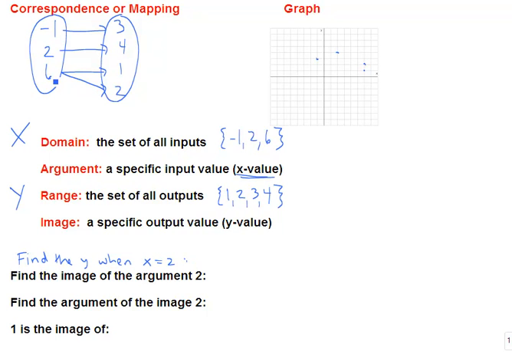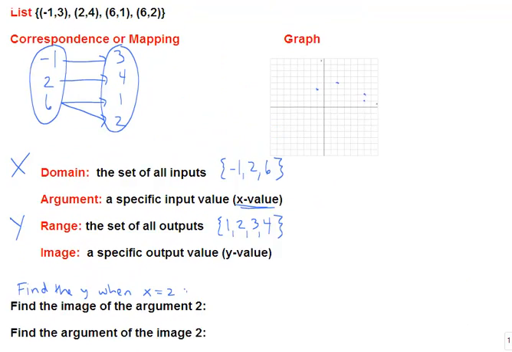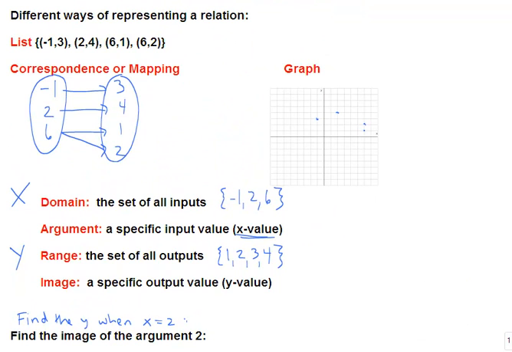If we look at our correspondence mapping, or even if we go up to our list with ordered pairs, which one of these ordered pairs has an x value equal to 2? That would be this ordered pair right here, 2, 4. So when x is 2, what is y? Y is 4. So our answer here would be the image is 4 when the argument is 2.